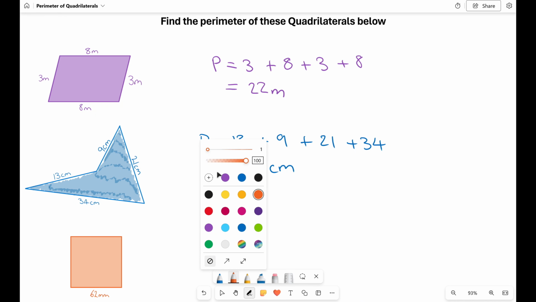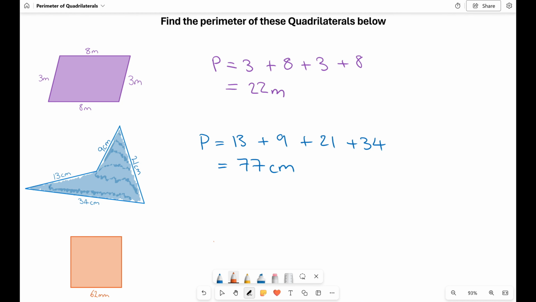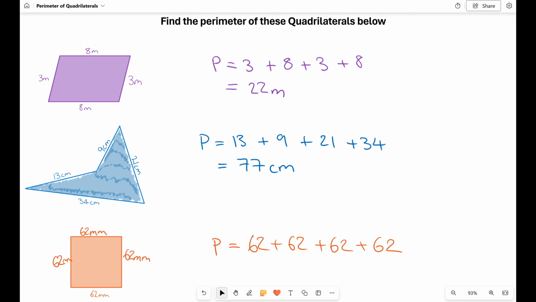Let's look at the last one then. The last one is a square, so we're looking at the perimeter of a square. I've only given you one length. Why? Because all four sides on a square are equal. So technically, we've got 62 millimeters here, 62 millimeters here, and 62 millimeters here. We can write 62, add 62, add 62, add 62. But that's kind of long, but it isn't wrong. Another way of saying 62, add 62, add 62, add 62 is 4 times 62, which is equal to 248 millimeters.